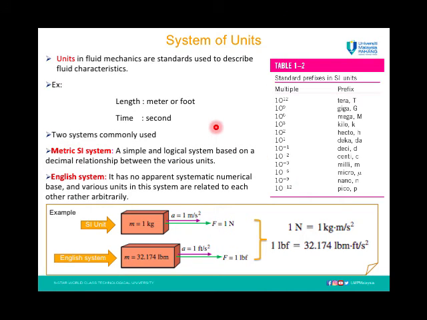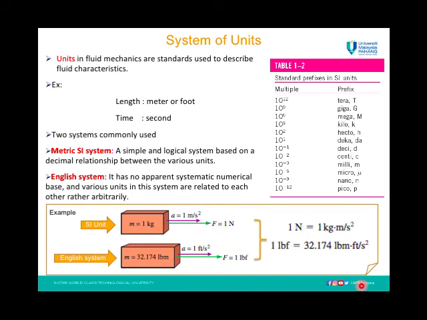So, moving on to the systems of unit. A number of unit systems have been developed over the years and two sets of units are still in common use today. They are the English system, which is also known as the United States Customary System, USCS, and the metric SI, which is also known as the International System. The SI is a simple logical system based on a decimal relationship between the various units, and it is used for scientific and engineering work in most of the industrialized nations, including England. The English system, however, has no apparent systematic numerical base, which makes it confusing and difficult to learn.